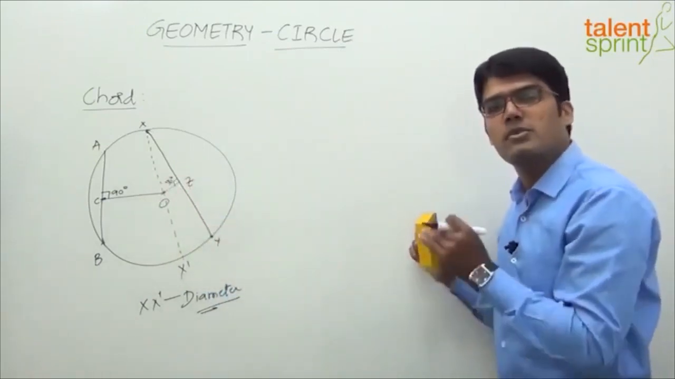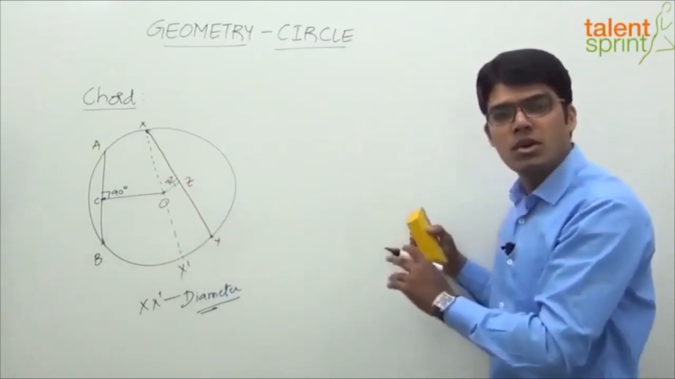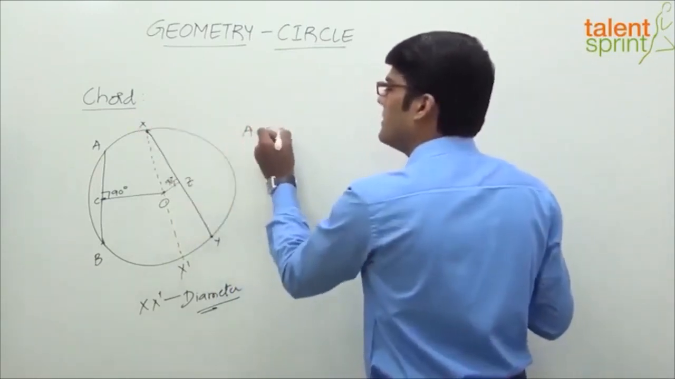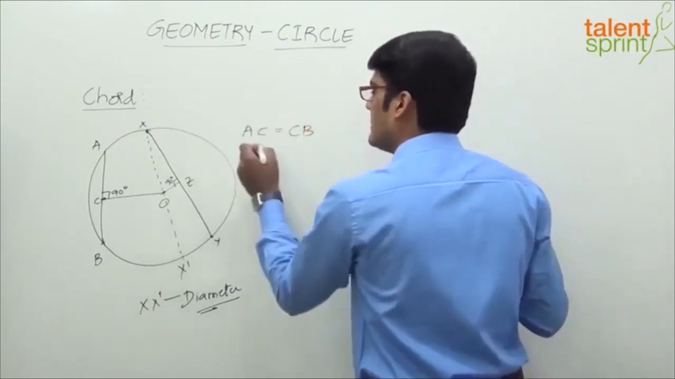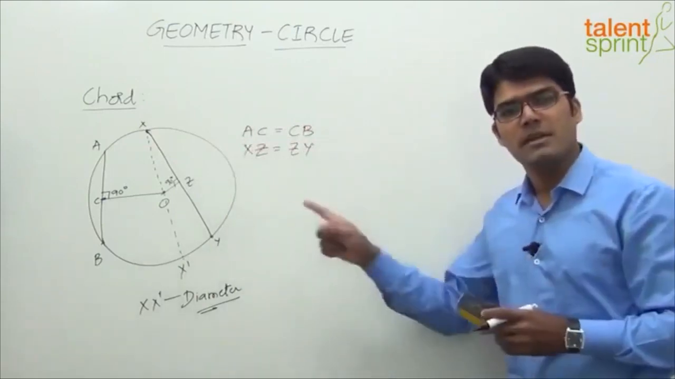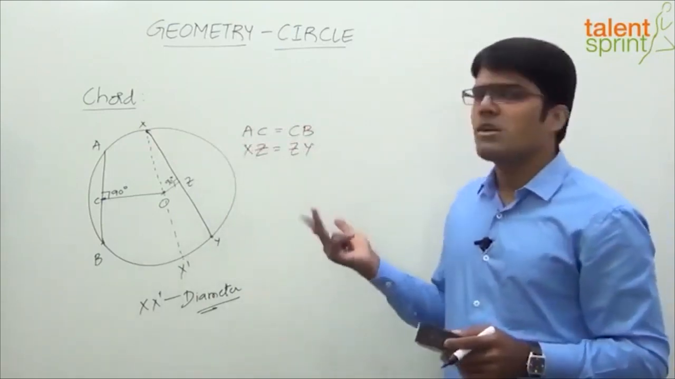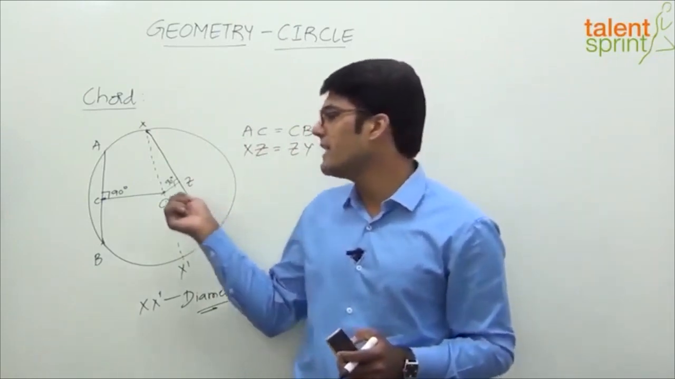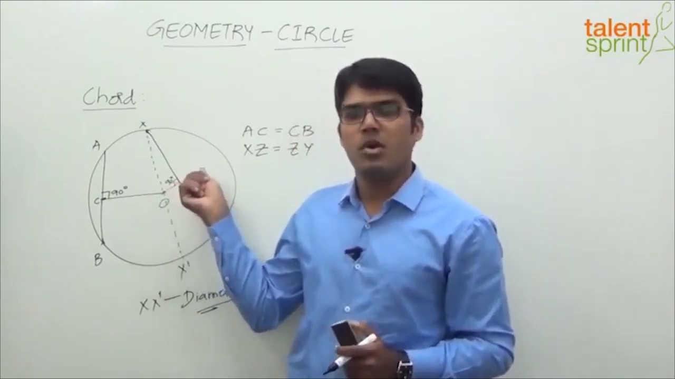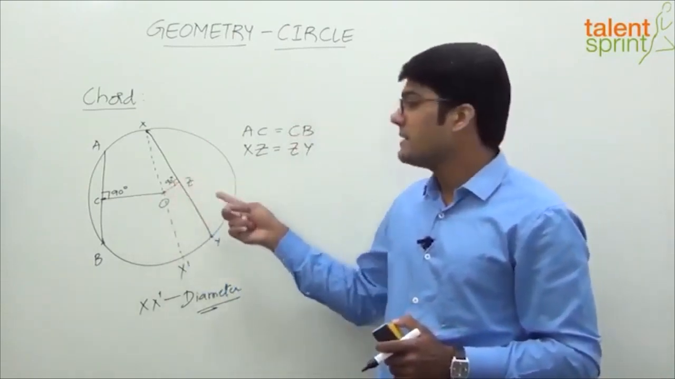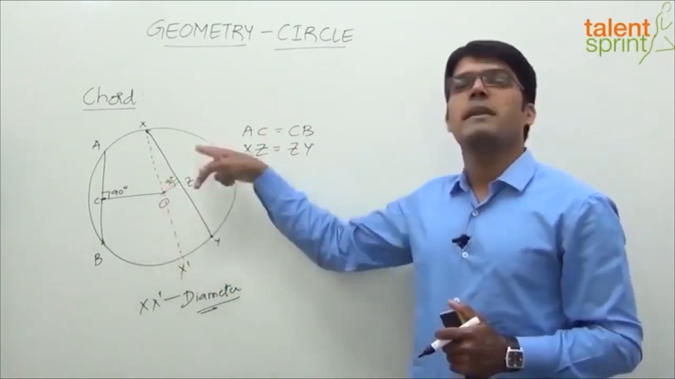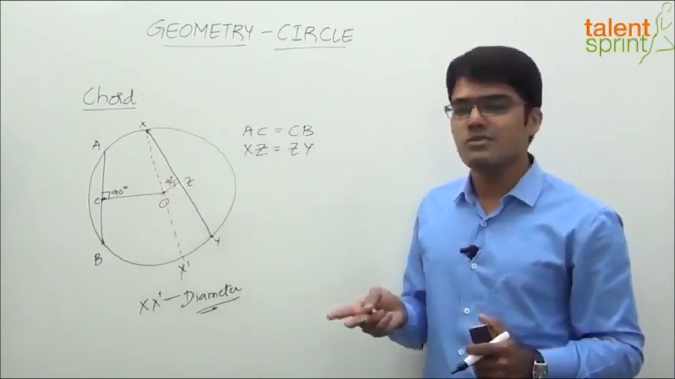So any perpendicular dropped from the center of a circle on any of the chords will bisect that chord. Here we see that AC will be equal to CB and XZ will be equal to ZY. This is based on the concept that a perpendicular dropped from the center will bisect the chord. Or the converse is also true. Whenever you drop a perpendicular from the center on any chord, it will bisect the chord. Or if you draw a line from the center such that it bisects the chord, then it will be perpendicular to the chord. So both ways we can take it.